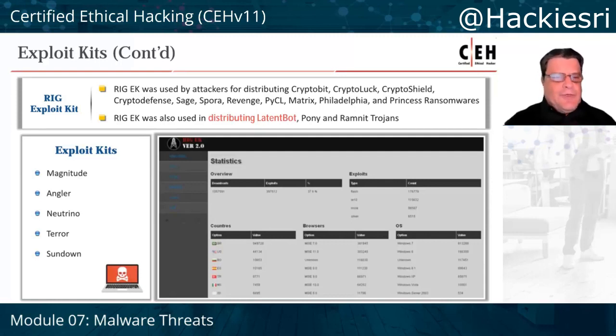With exploit kits, you're looking at the Magnitude, the Angler, the Neutrino, Terror, Sundown, and many, many other names. They are constantly being created.